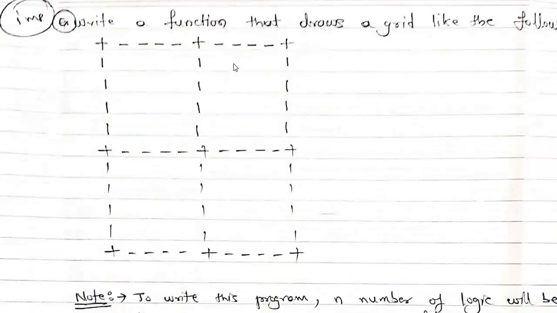See the last example. Write a function that draws a grid like the following. Whenever we run the program, it should display this pattern on the screen. To write this program, n number of ways are there. One of the simple ways I followed and I explained to you. To write this pattern, I write one function. To write this pattern, I write another function. In this pattern, we can see only two patterns. This is one pattern. This is another pattern.